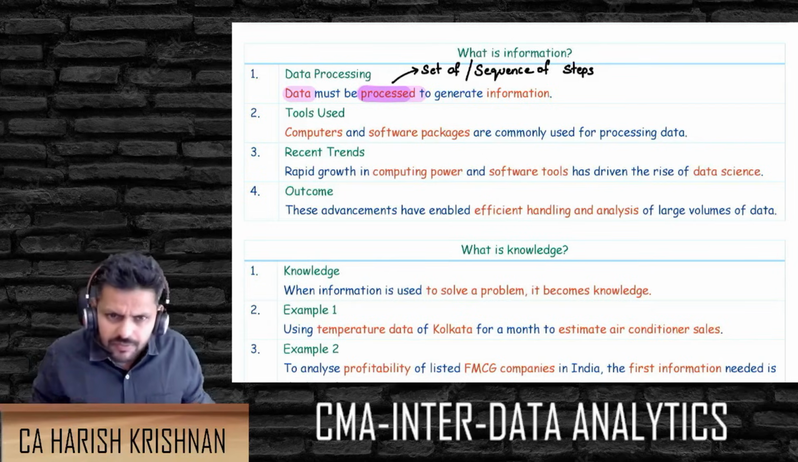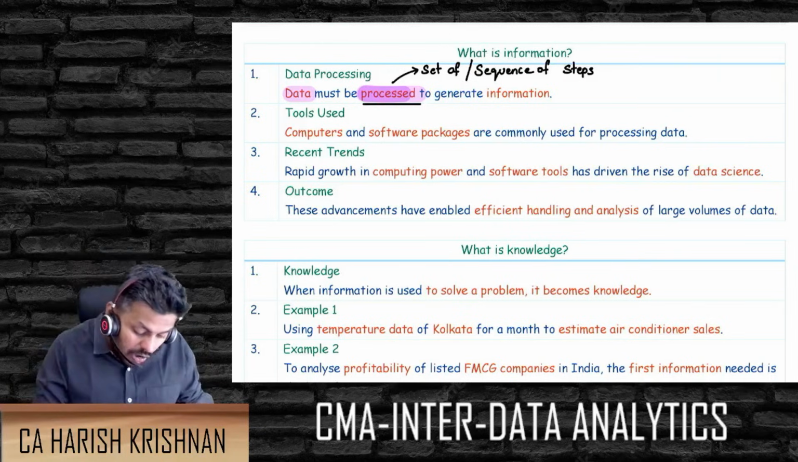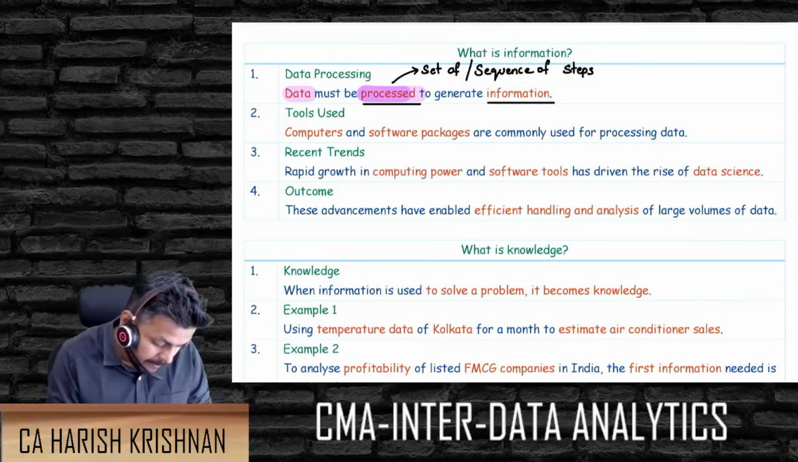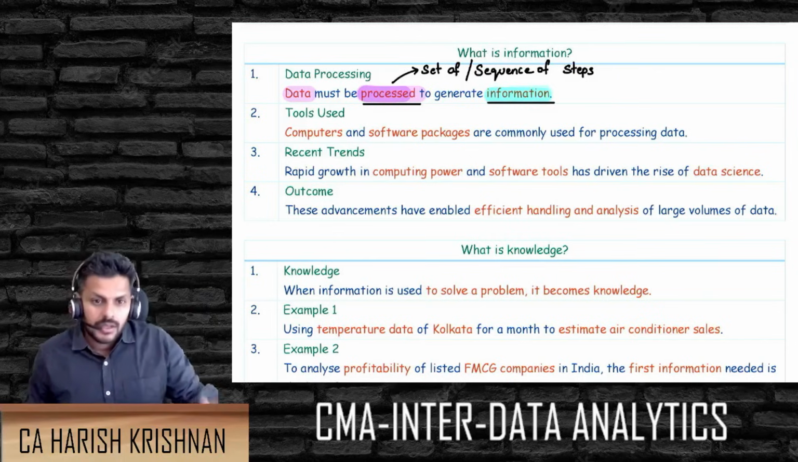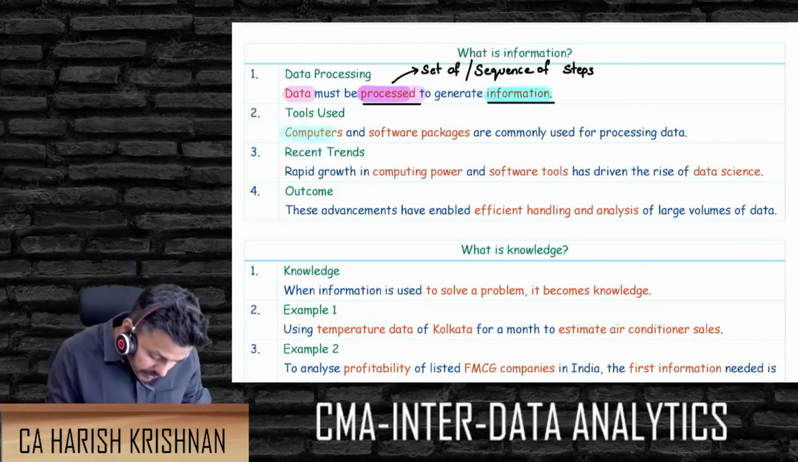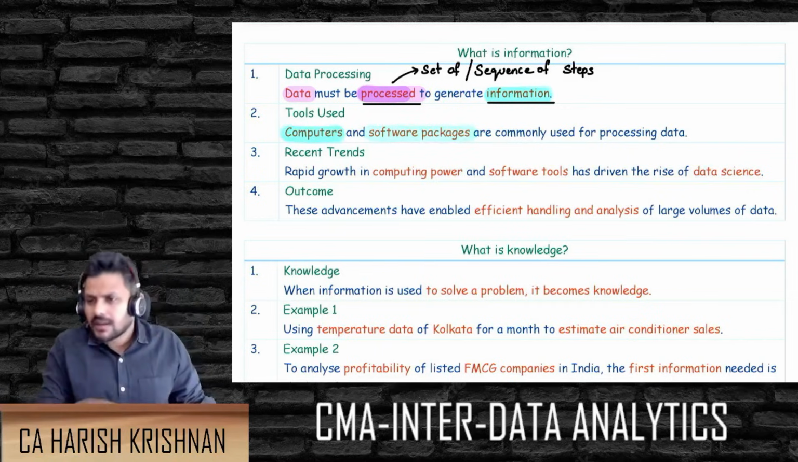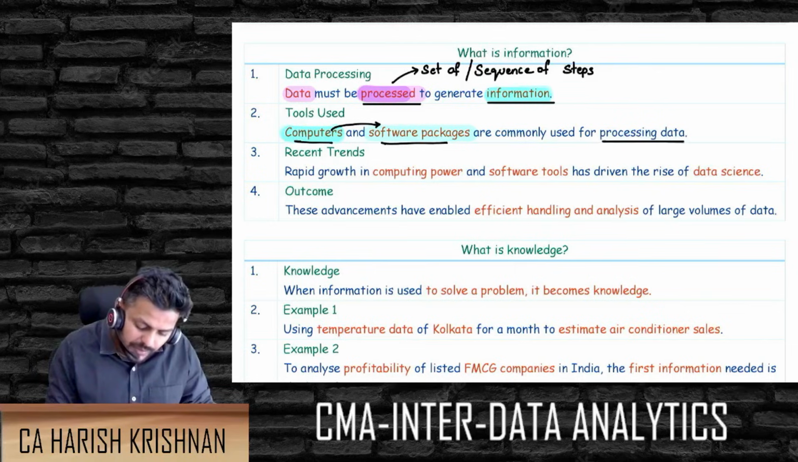So normally the word process is called a set or sequence of steps. When you apply such a set or sequence of steps on data, it will then generate the fact called information. So it is very clear that data will eventually generate information. Tools used. Sir, who will help me in doing this processing? Computers. Computers can definitely help you do that. Obviously, computer means not the hardware alone, even software. So computers and the software packages that are available today are commonly used for processing the data.